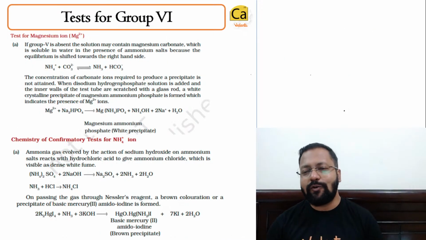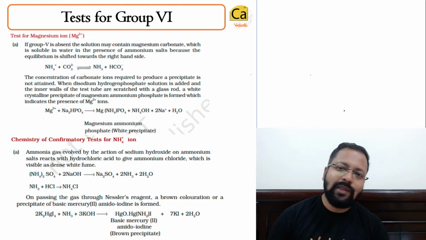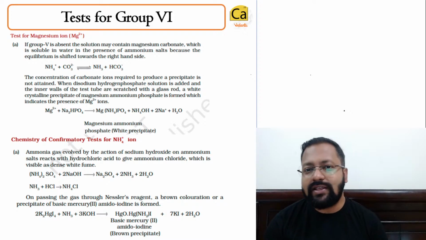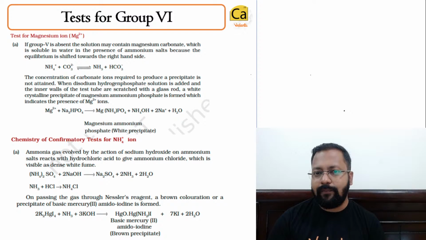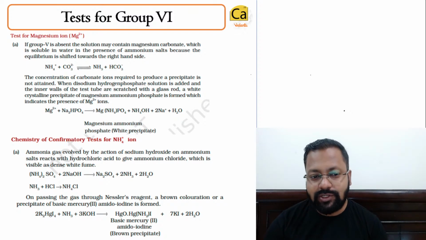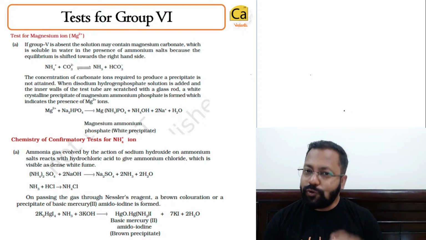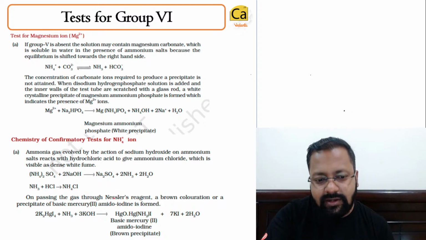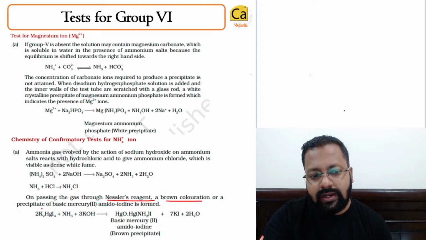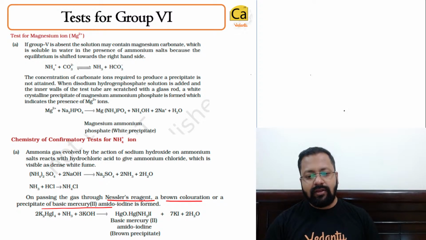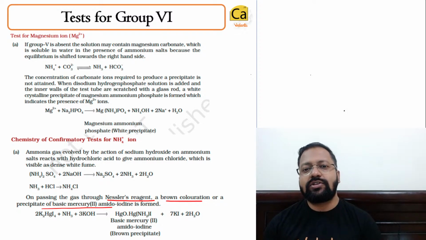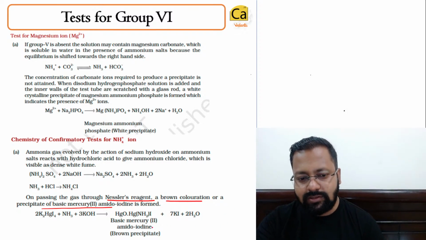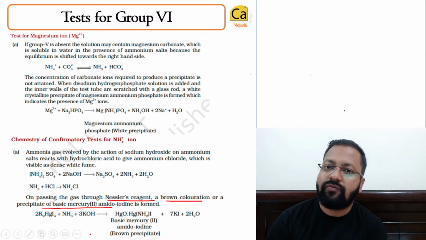And the last one is for group 6. Of these, the test for ammonium we have already studied. What is the test for ammonium? You take the salt, put it on your palm and rub it. If you get a smell of ammonia, that means ammonium salt is present. A second test is that you add Nessler's reagent. You will get a brown precipitate of basic mercury amido iodide. This is also known as the iodide of Millon's base. This brown precipitate is known as the iodide of Millon's base.